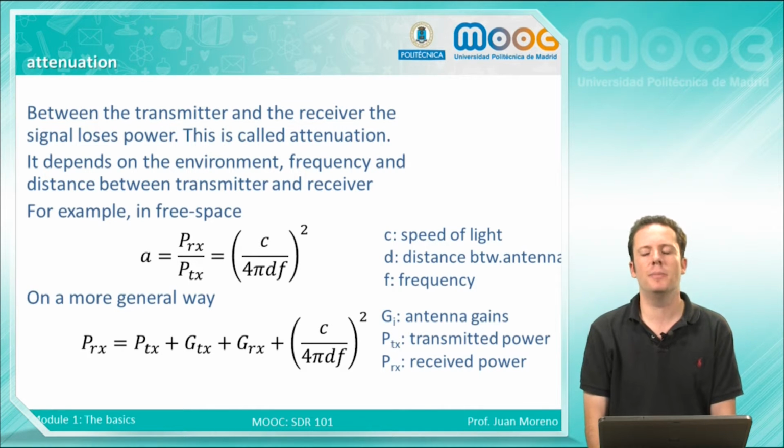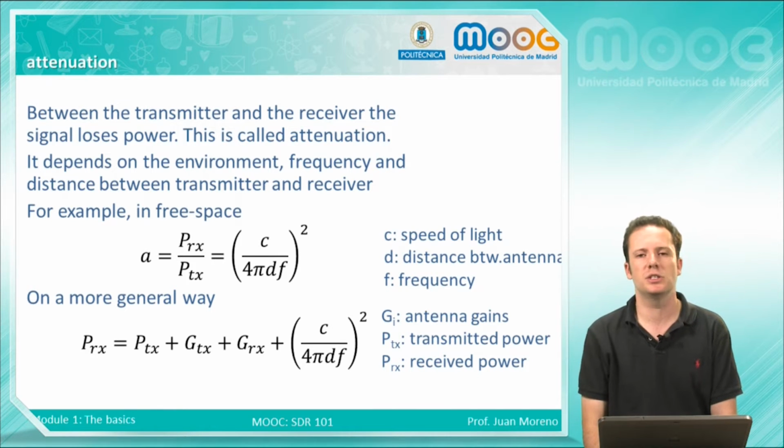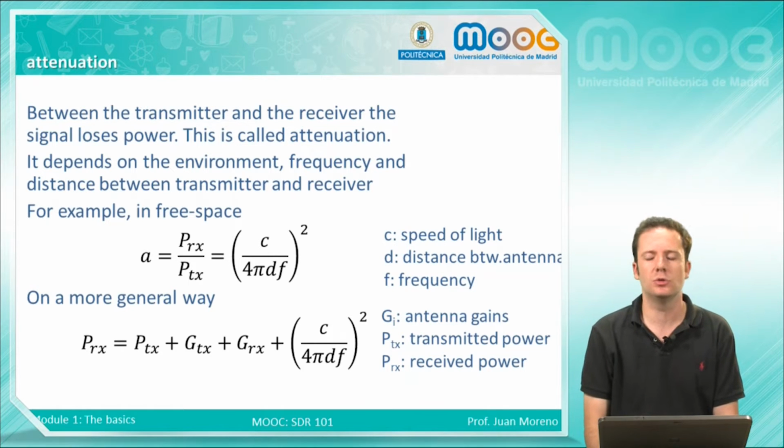It depends on many parameters. The first one is the environment. This attenuation won't be the same on an indoor environment like your house than outdoors, for example, or into a railway tunnel. The signal will behave in a different way, so the attenuation will be very different. The second parameter is the frequency. This is not very intuitive, but later on we will go into more details on it.